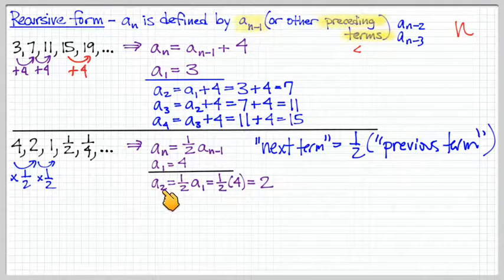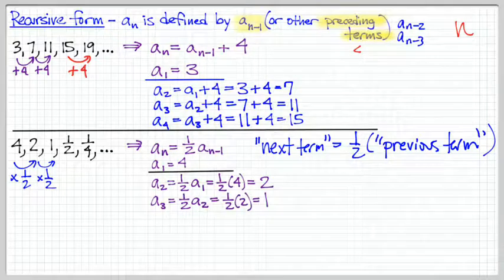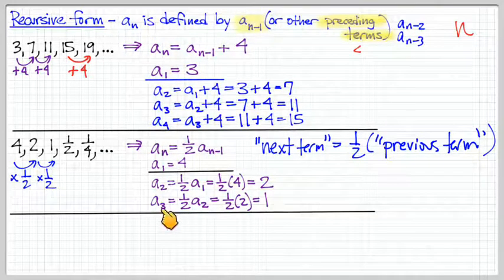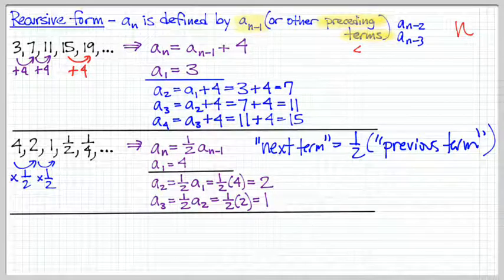So again, starting from a2, it's equal to 1/2 of a1, which in this case is 1/2 times 4 because we're given the very first value being 4. And so on and so forth. We can get the 3rd term, 4th term, 5th term in that same way. We keep multiplying by 1/2.